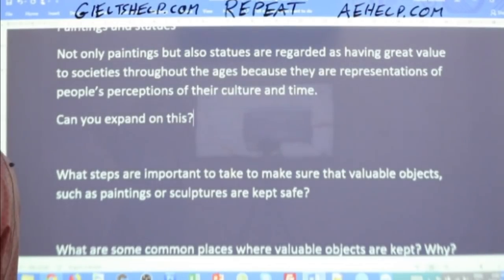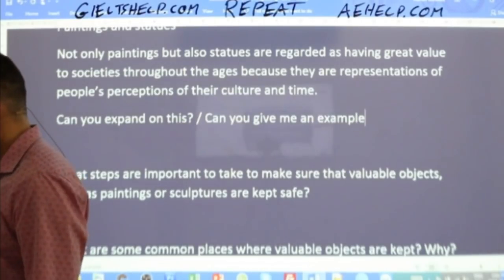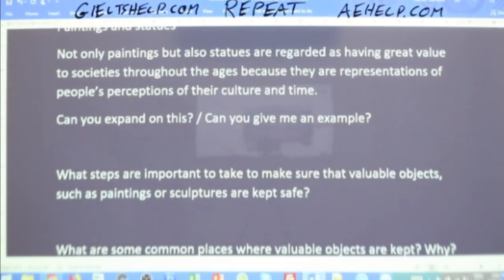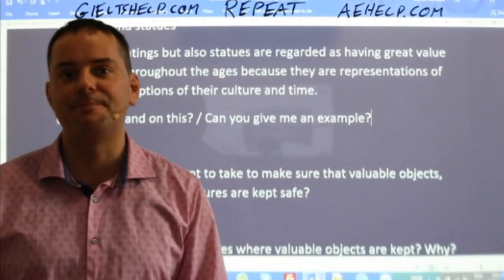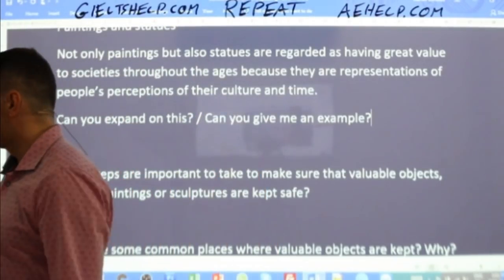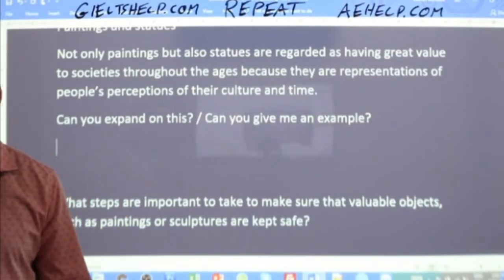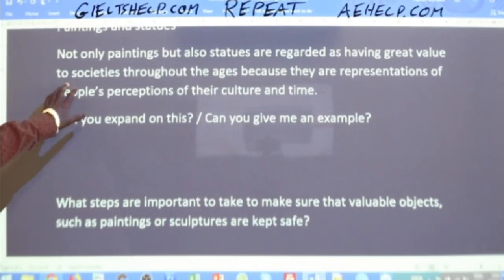Okay. Or they might say something like, can you give me an example? All right. So can you expand on this? Or can you give me an example? So here you have to be ready. You don't want to be just stuck. All right. So now you need to give an example, or you need to expand on what you mean by paintings and statues are regarded as having great value to societies.